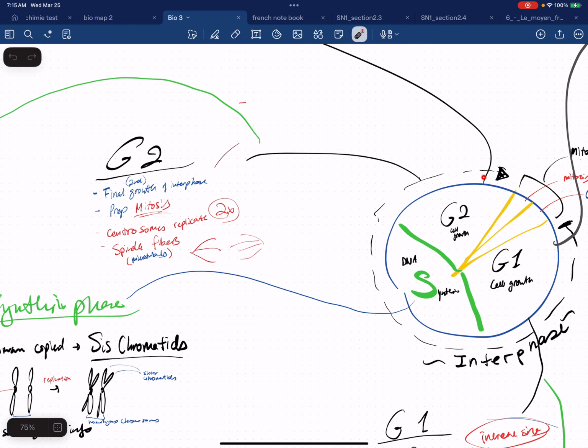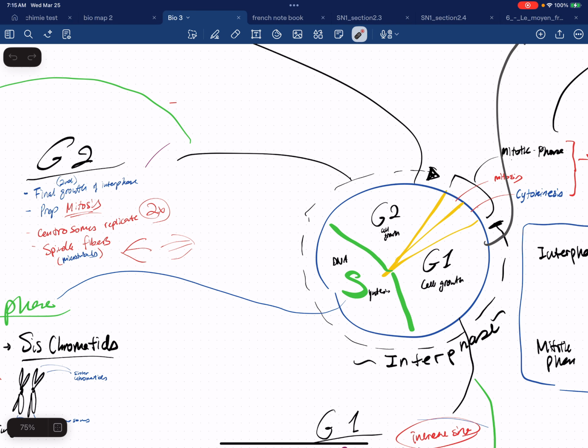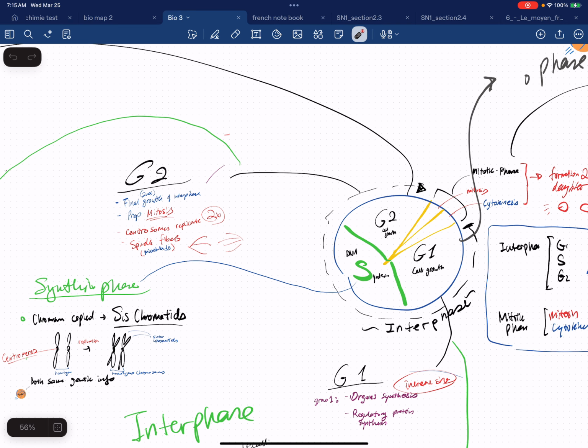So this is the final stage of interphase preparation for mitosis. Centrosomes are replicated, and it's very important that centrosomes are replicated in this stage. It's the G2 phase where they duplicate centrosomes, and the spindle microtubule fibers are formed to separate the centrosomes later on in the mitotic phase, and to perform mitosis and other cell divisions as well.